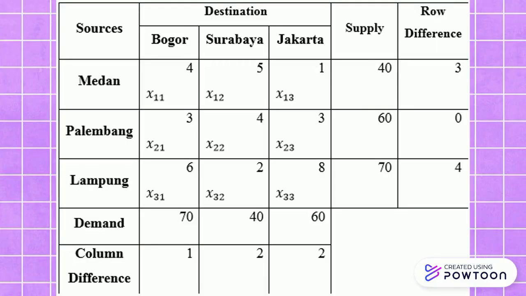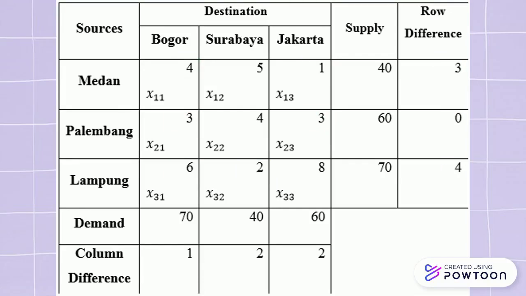Now, let's go into step 1. We must determine the difference between the two smallest values for each row and column. For the first row, we know that the smallest values are 4 and 1, so the difference is 3, and so on. Now, let's do the same thing with the columns. So, for the first column, we know that the smallest values are 4 and 3, so the difference is equal to 1, and so on for the second column and the third column.